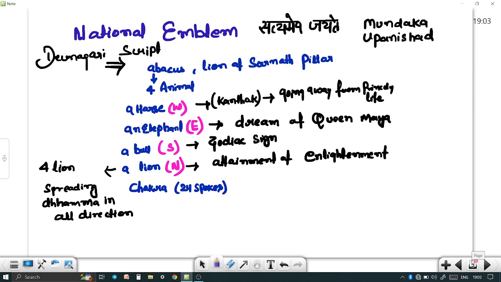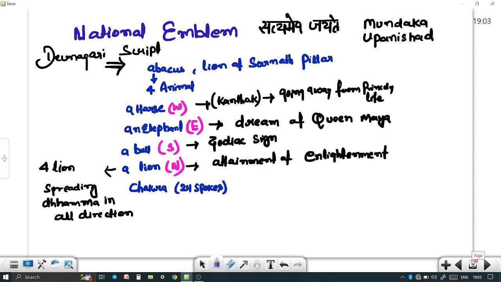The abacus there has a depiction of a chakra, that is a wheel, having 24 spokes, in all the four directions. The elephant depicts the dream of Queen Maya, the mother of Buddha. The bull depicts the zodiac sign in which month Buddha was born, that is Taurus. The horse represents Buddha's horse Kanthaka, which he used for going away from princely life. And the lion shows the attainment of enlightenment.